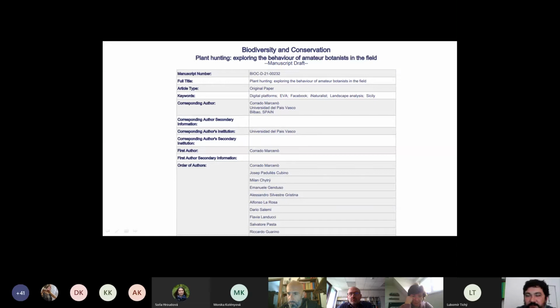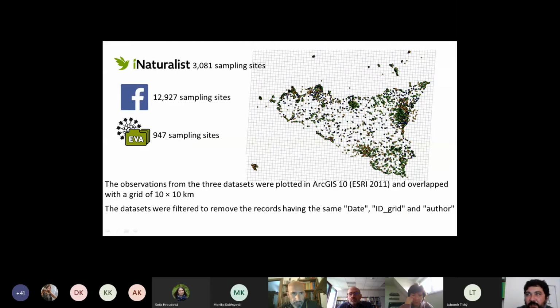So in this case, we used three data sets: iNaturalist, Facebook, and EVA. The first two data sets were chosen because they are amateur botanists, and EVA was chosen because they are professional botanists. So we collected the observations of these three data sets, plotted them in ArcGIS, and overlapped the distribution of the plot with a grid of 10 by 10 kilometers.